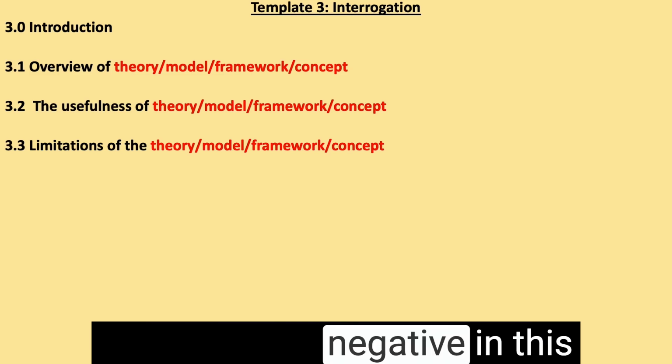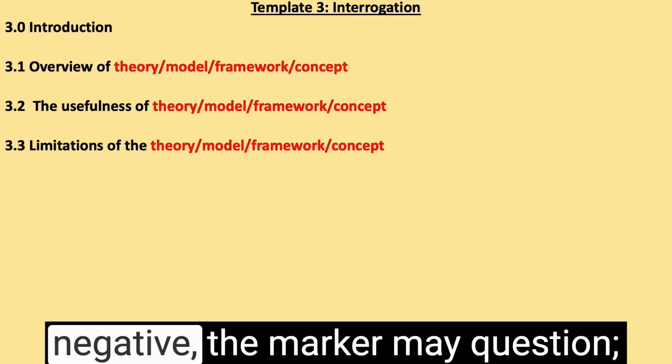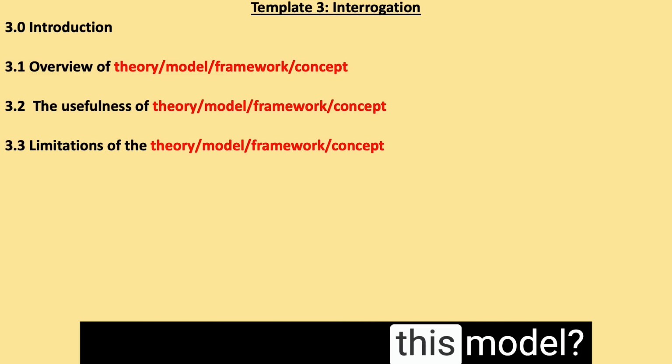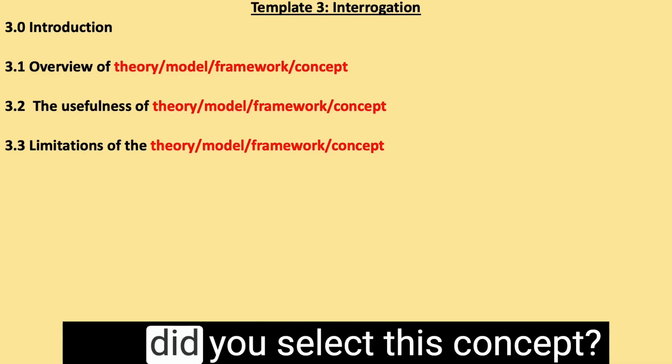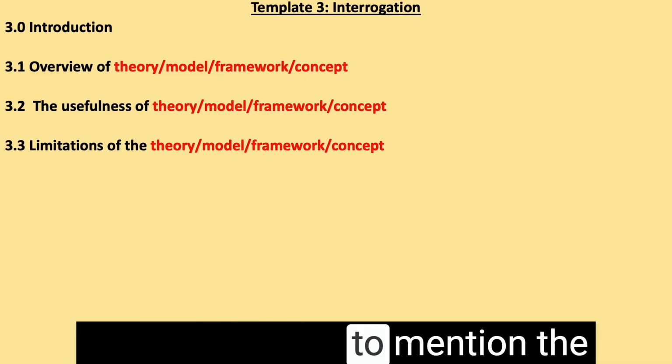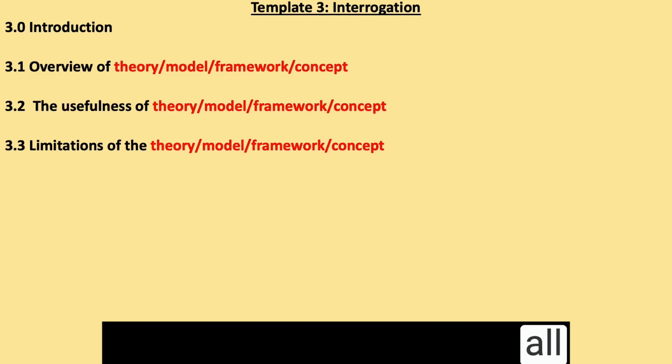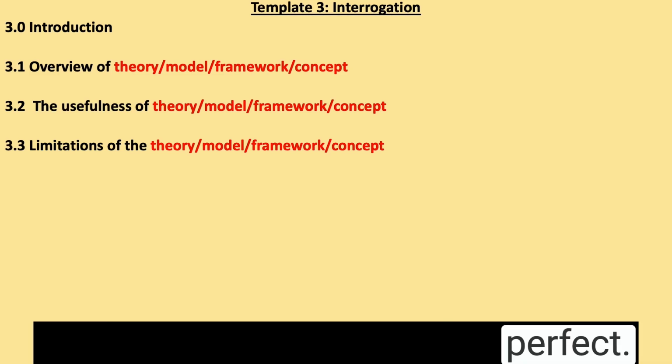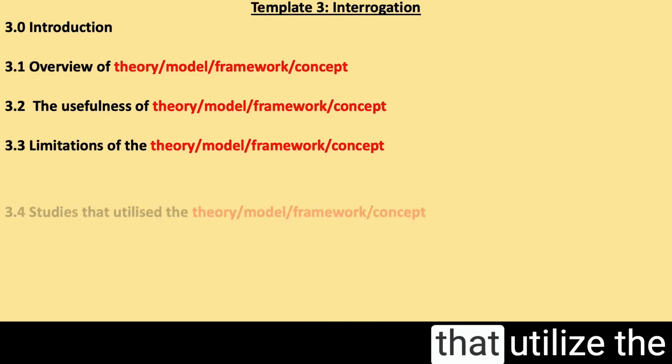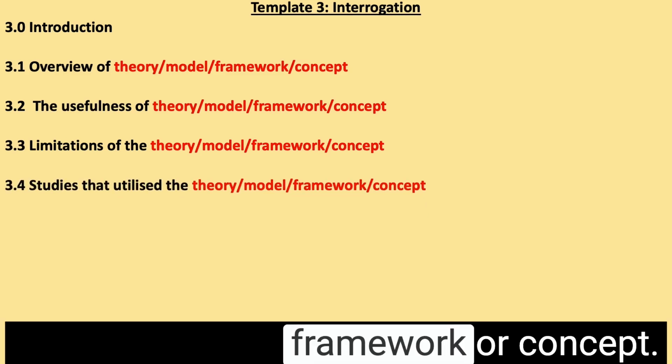Do not be too negative in this section, because if you are too negative, the marker may question, why did you select this model? Why did you select this theory? Why did you select this concept? The only reason to mention the negatives is to show that all theories and models are not perfect. Then 3.4, mention studies that utilize the theory, model, framework, or concept.